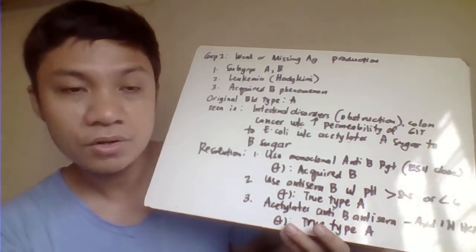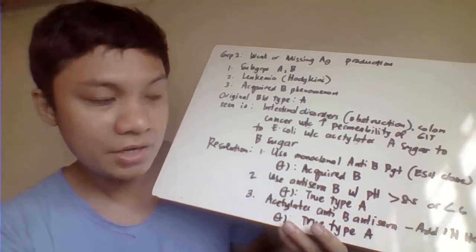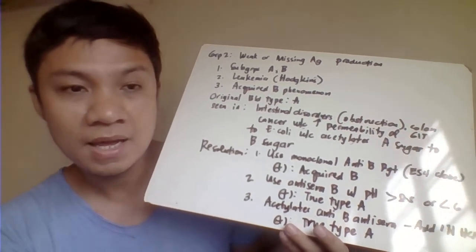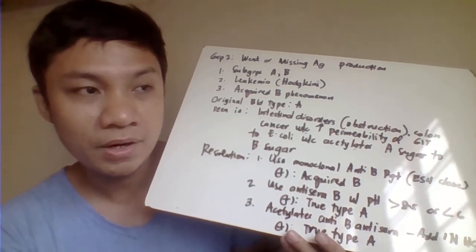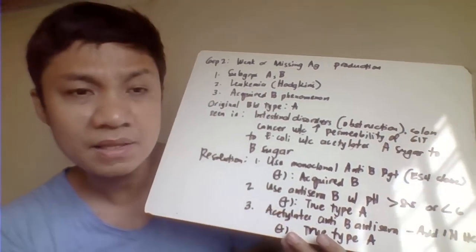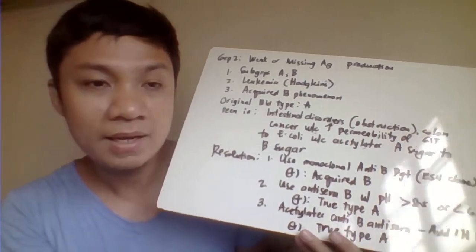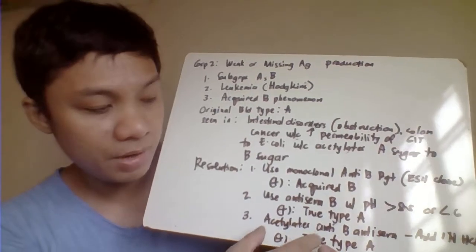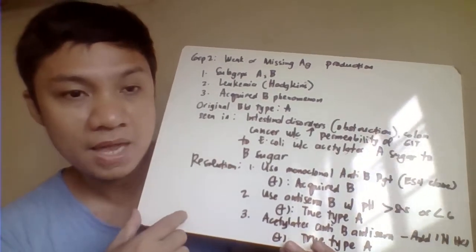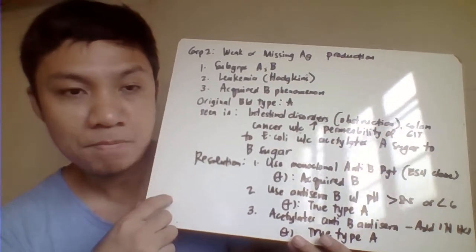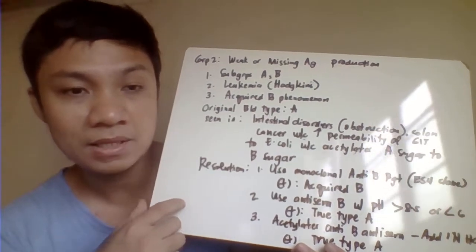Third one, you could also acidify your anti-B antisera by the addition of 1N hydrochloric acid. That one will be reactive only if the patient is true type B, but not in your acquired B phenomenon. Our patient will be negative for that.